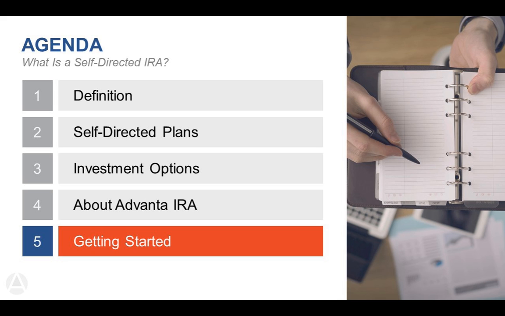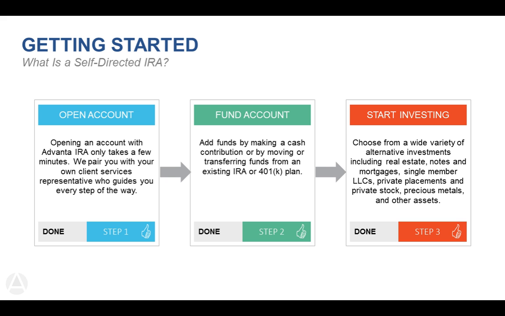So now, with regards to everything, how do you get started with this? The process for initially establishing a self-directed IRA and getting ready to do these types of investments is very straightforward. The first step in the process would be to establish the Advanta IRA. It only takes a few minutes, and what you need to do is complete our Advanta IRA account application with a business development specialist, then send us a copy of your photo ID, and we get the account established.